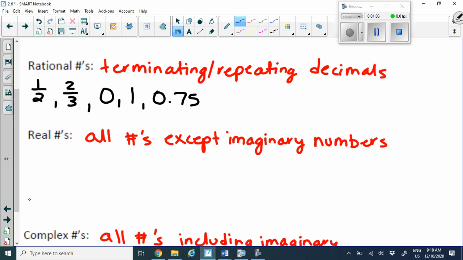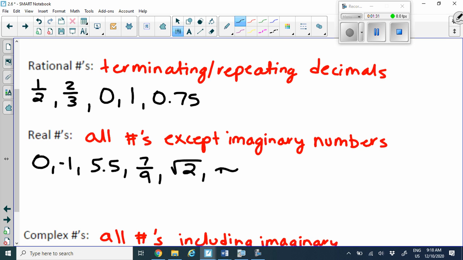Okay, let's talk about real numbers. Real numbers are all numbers except imaginary. Remember, anything with i is an imaginary number. That is not real. So this can also include rational and irrational numbers, integers, and whole numbers. So we can have 0, -1, 5.5. We could have 7/9. We can have square root of 2, any type of number that you want. And that also includes pi.